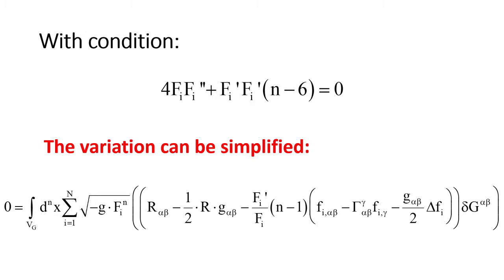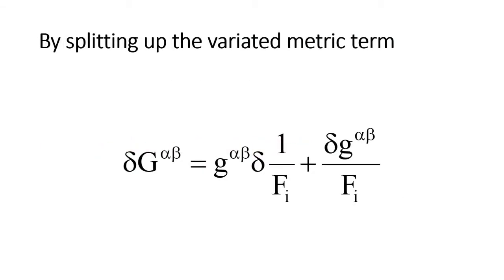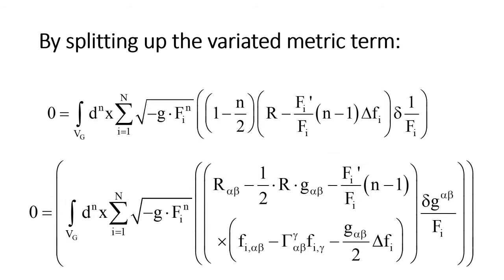The kernel of our variational integral can dramatically be simplified by demanding the scaling function to fulfill a special condition. Now we split up the variated contravariant metric tensor into its scaling and its tensor part as shown here. As a result, we obtain two equations, a scalar and a tensor one. In this presentation, we ignore the tensor equation, for example by simply assuming that the variation of the metric tensor gives 0. Then we intend to fulfill the scalar, which is to say the first equation, by demanding the kernel of the integral to be equal to 0.